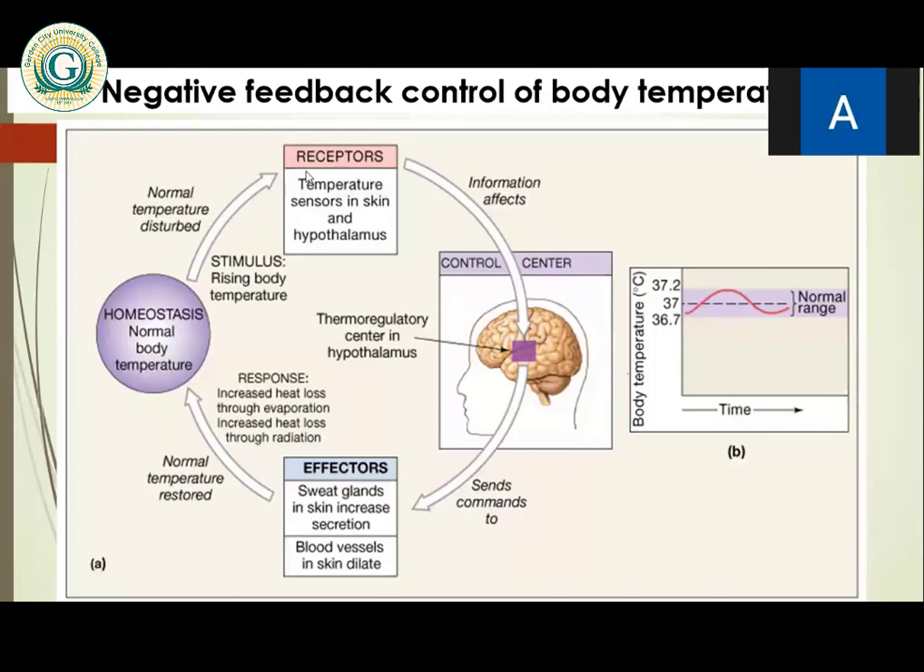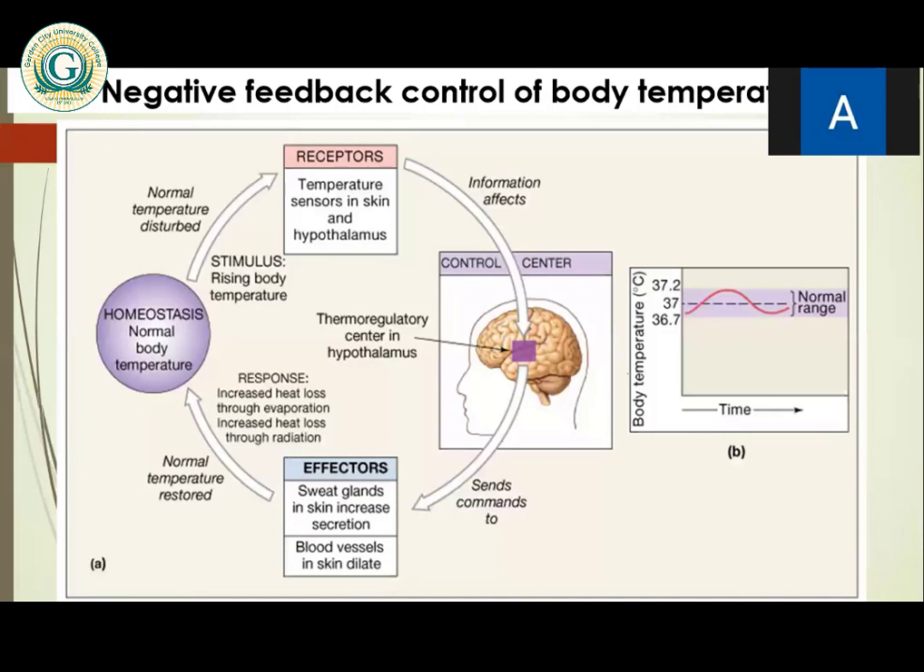Are you clear? All right. Yes, ma'am. So to make sure that the nervous control responsible for regulation of temperature is not altered.